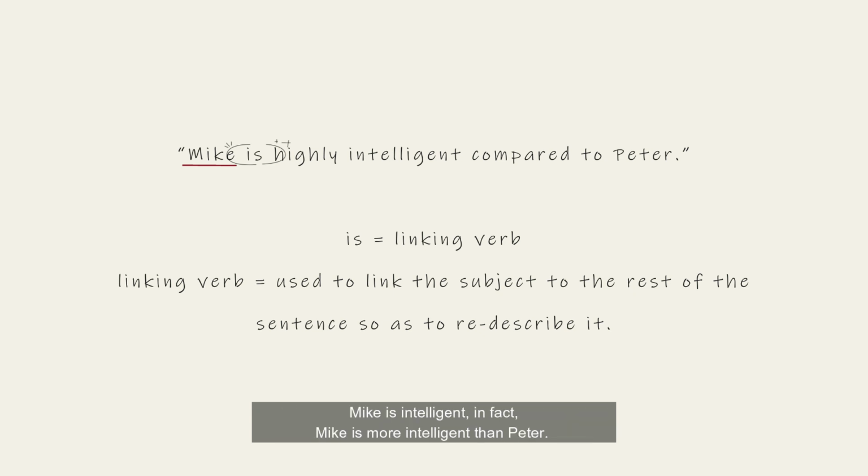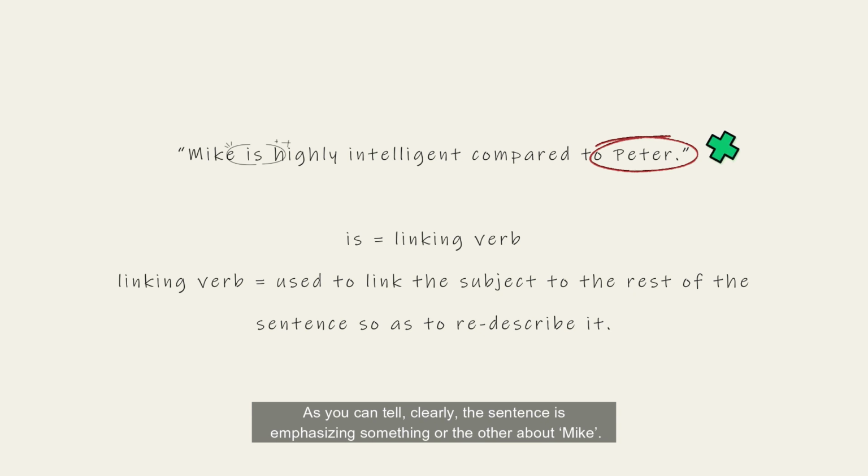Mike is intelligent. In fact, Mike is more intelligent than Peter. Peter is also a proper noun, but it's not the subject. As you can tell, clearly, the sentence is emphasizing something or the other about Mike. So don't get confused when you come across verbs that are not action verbs.